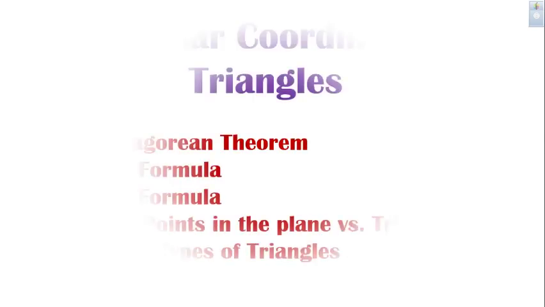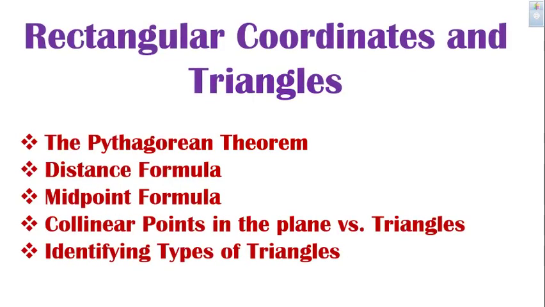Hello, this is Gregory Maxwell, and this lesson is about rectangular coordinates and triangles. This is a short lesson, less than half an hour, and it's an introduction to some basic concepts that will be needed for studying things like circles, for example.